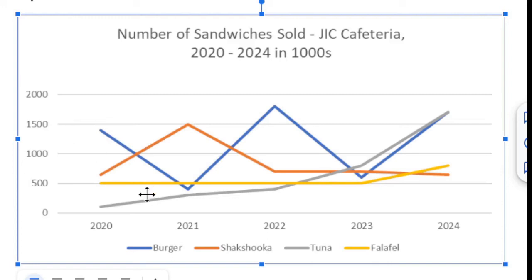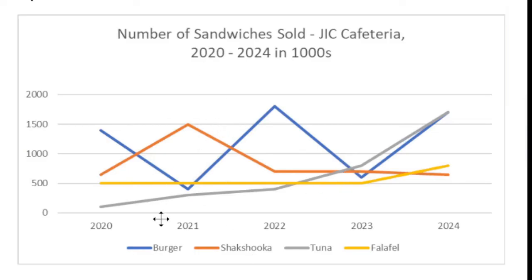Here we can see 4 colored lines. The first line is burger. Second line, shakshuka. Third line, tuna. And fourth line, falafel. These are 4 sandwiches sold at the JSE cafeteria in those years. And the numbers sold: 500, 1,000, 1,500, 2,000.